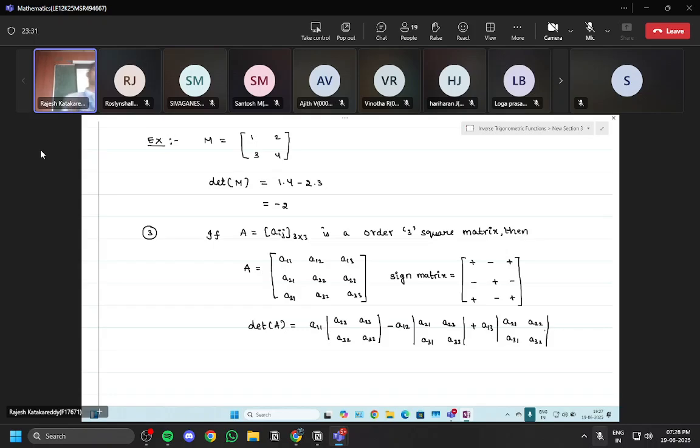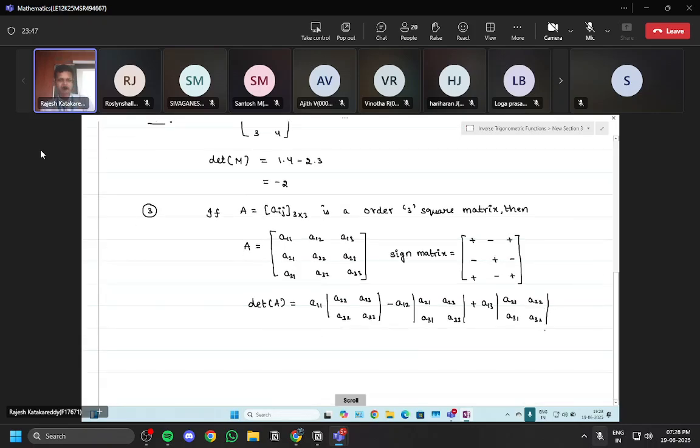We always take any row or any column to expand it, and while expanding, like deleting the row and column, after that the nth order matrix becomes n minus 1. Calculate determinant of n minus 1 and keep on going. Right? So like now one example we are taking, a small example.